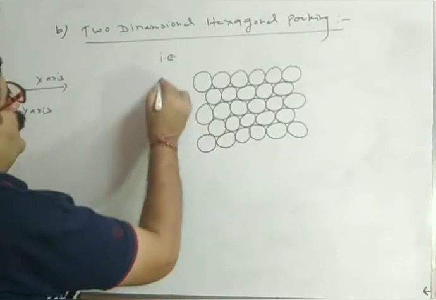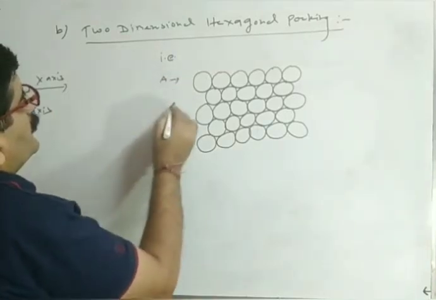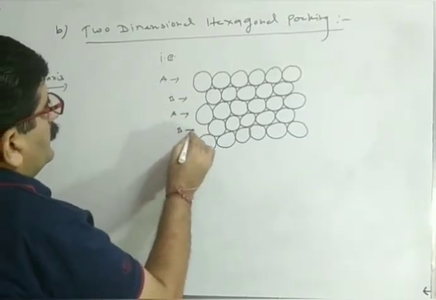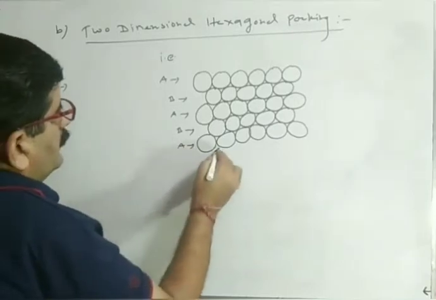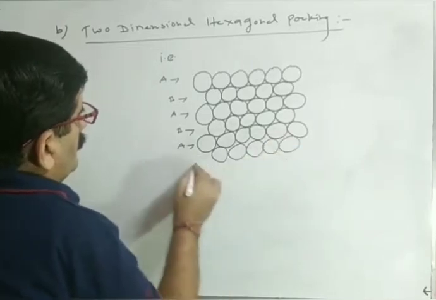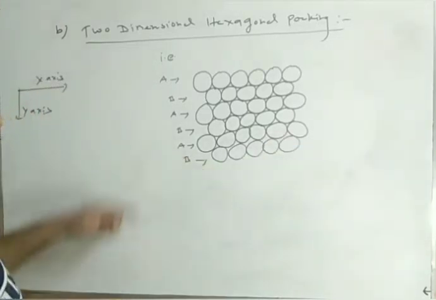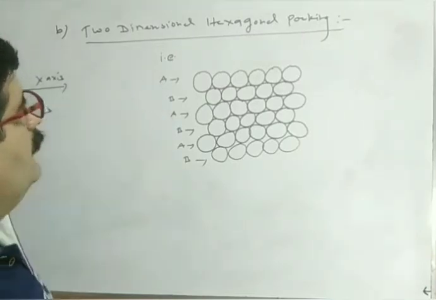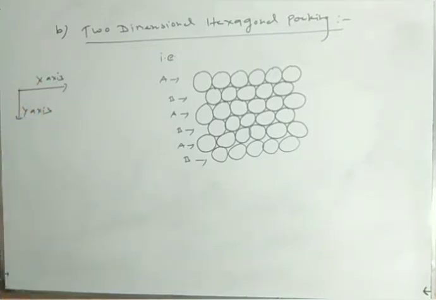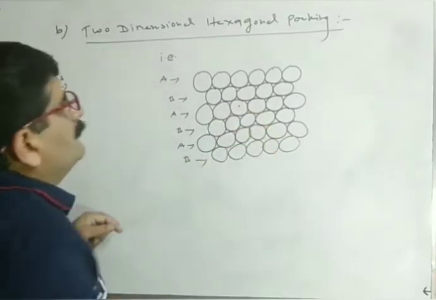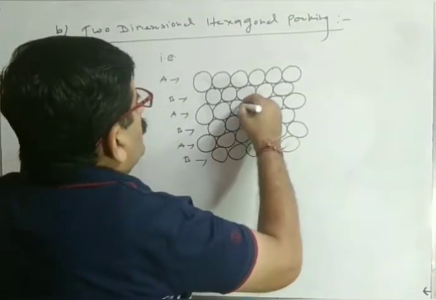This is considered to be A type. This one is B. Again A. This one becomes B. Again A. This layer is B. So the first layer is different from the second layer, and the third layer is similar to the first layer. Then this type of packing is called what? Two-dimensional hexagonal packing.